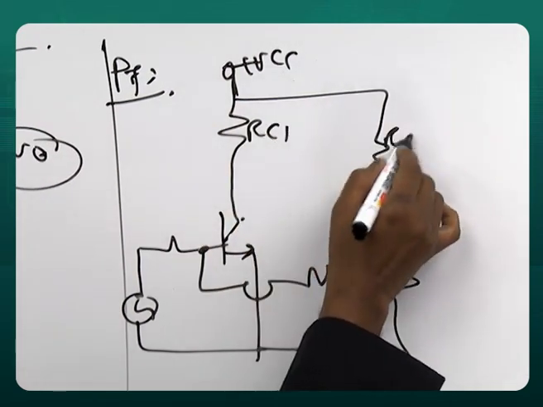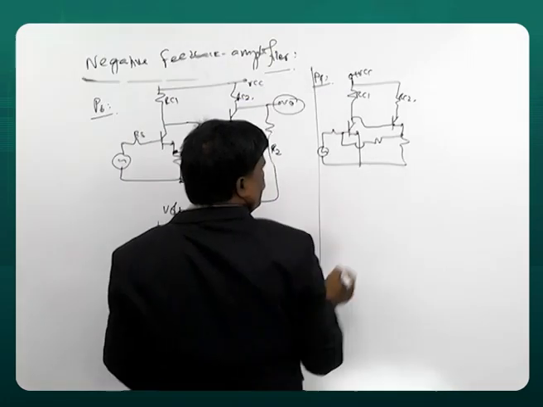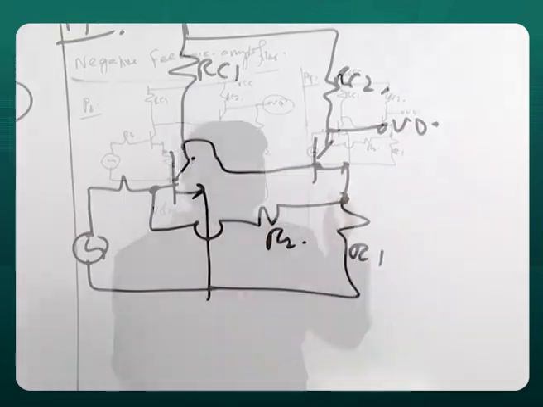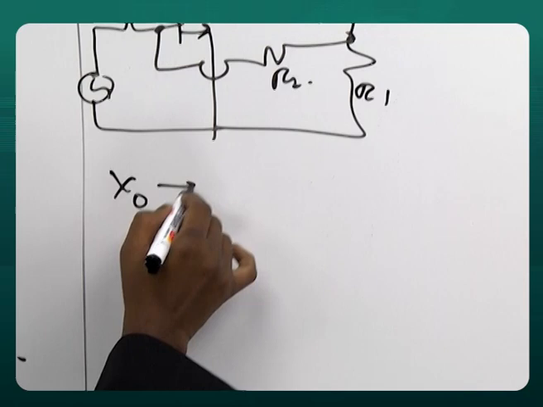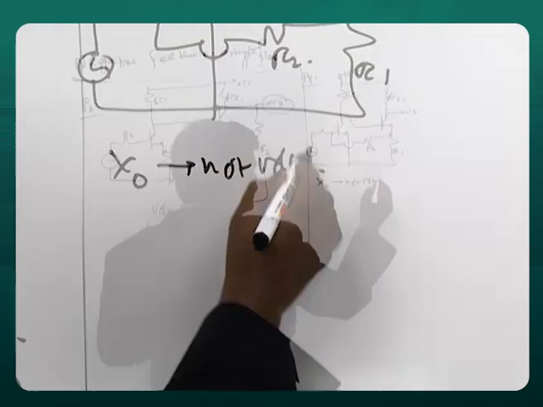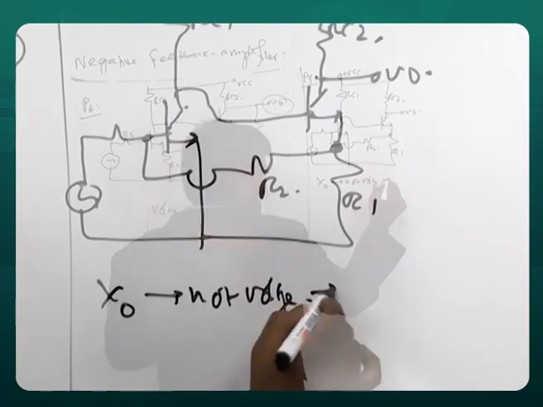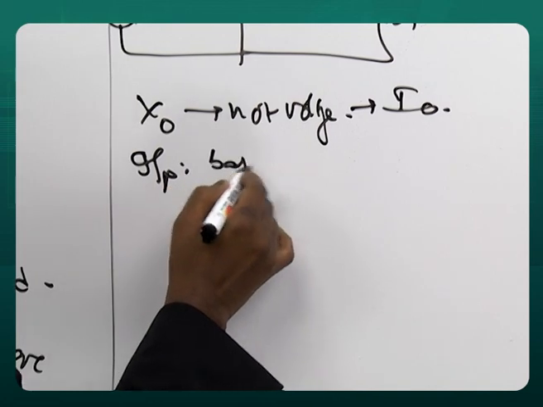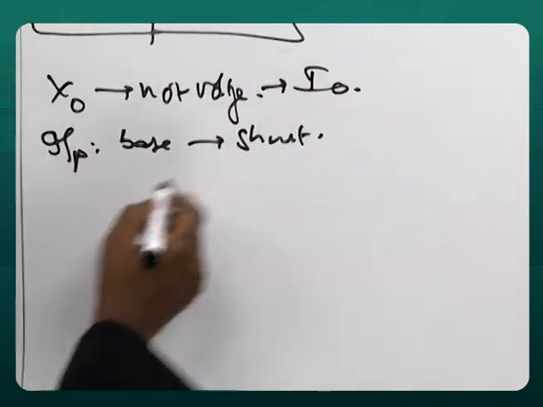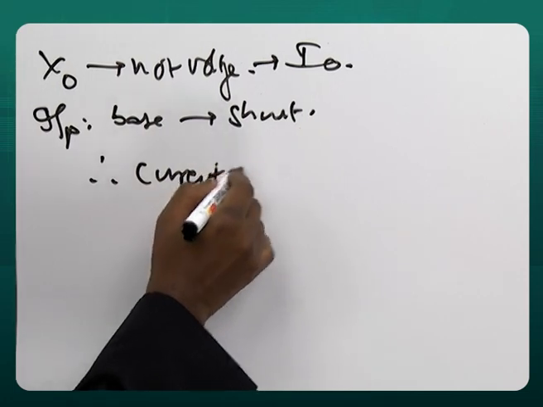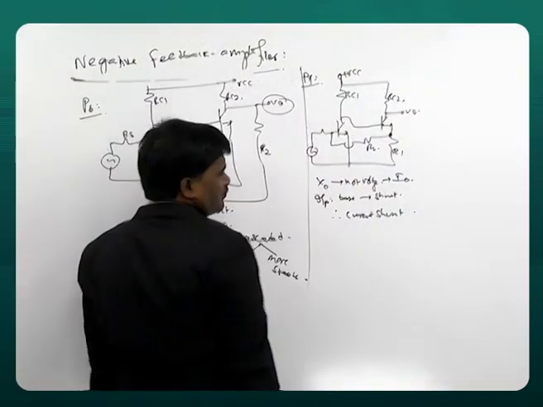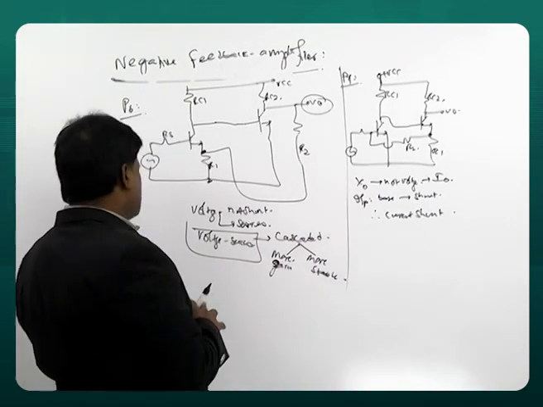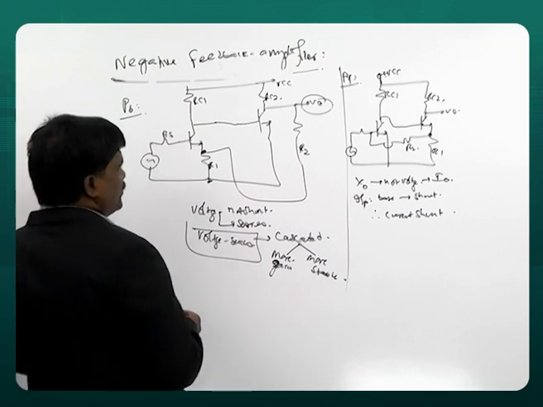What about this? Say this is R1, R2. Output is here. What is X0? Not voltage, because voltage here, but you're taking from here. Not voltage means what? Current. What is input? Given to base. Base means shunt. Therefore, current shunt feedback. That is current shunt. Like this topology we have to know. Once you know topology, you can do anything.